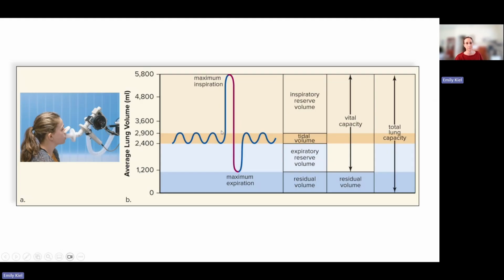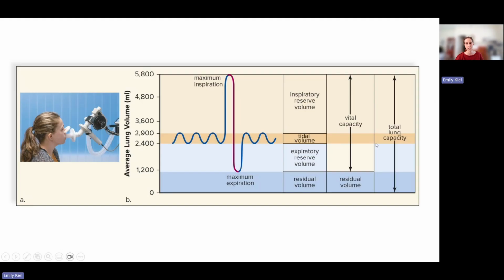And when we ask the patient to breathe in as much as possible, we're going to get maximum inspiration, and that's going to include our inspiratory reserve volume. Then we're going to ask for maximum expiration, which shows our expiratory reserve volume. When we combine our inspiratory reserve volume, our tidal volume, and our expiratory reserve volume, that's our vital capacity. So that's the maximum amount of air we can move. Notice we've not touched the residual volume at all.